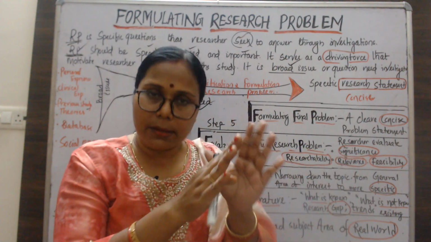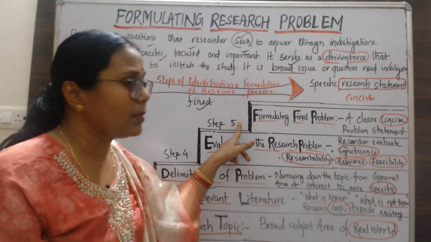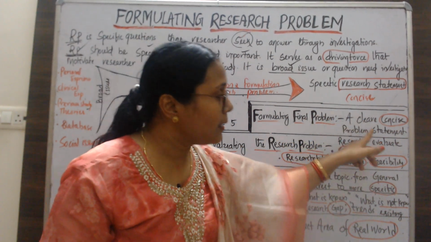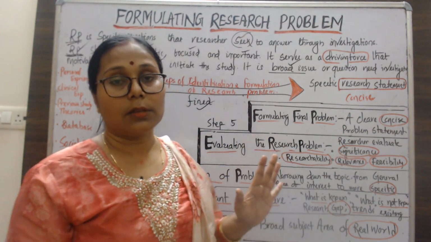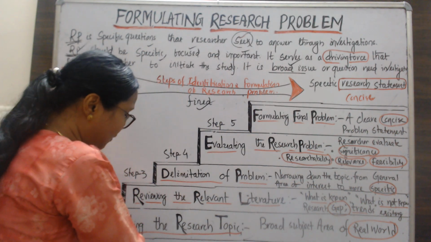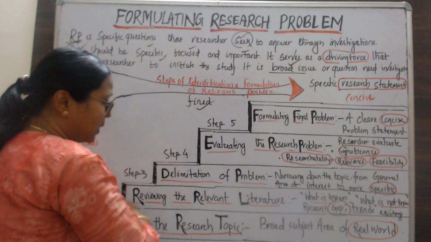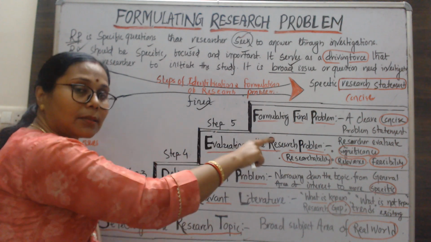These are the evaluation processes. After evaluation, the 5th step is the formulation of the final problem. Here a clear, concise problem statement is reached. That is called the identifying and formulation of the research problem. So these 5 steps are there, and by this process we reach the final research problem.